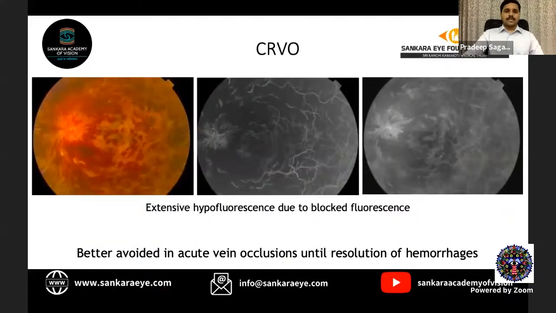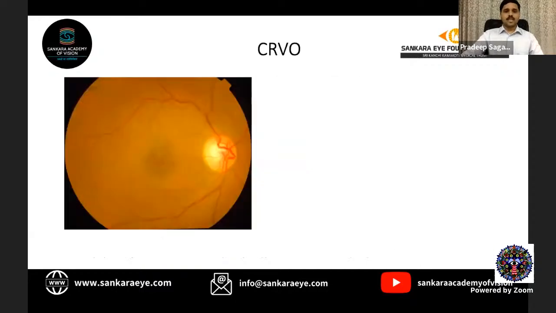So coming to central retinal vein occlusion, in this fluorescein angiography image, we see that there is extensive hypofluorescence due to blocked fluorescence. It's an acute case of CRVO. In this case, by doing a fluorescein angiography, we are not getting any additional information. So fluorescein angiography is better avoided in acute vein occlusions until there is resolution of hemorrhages.